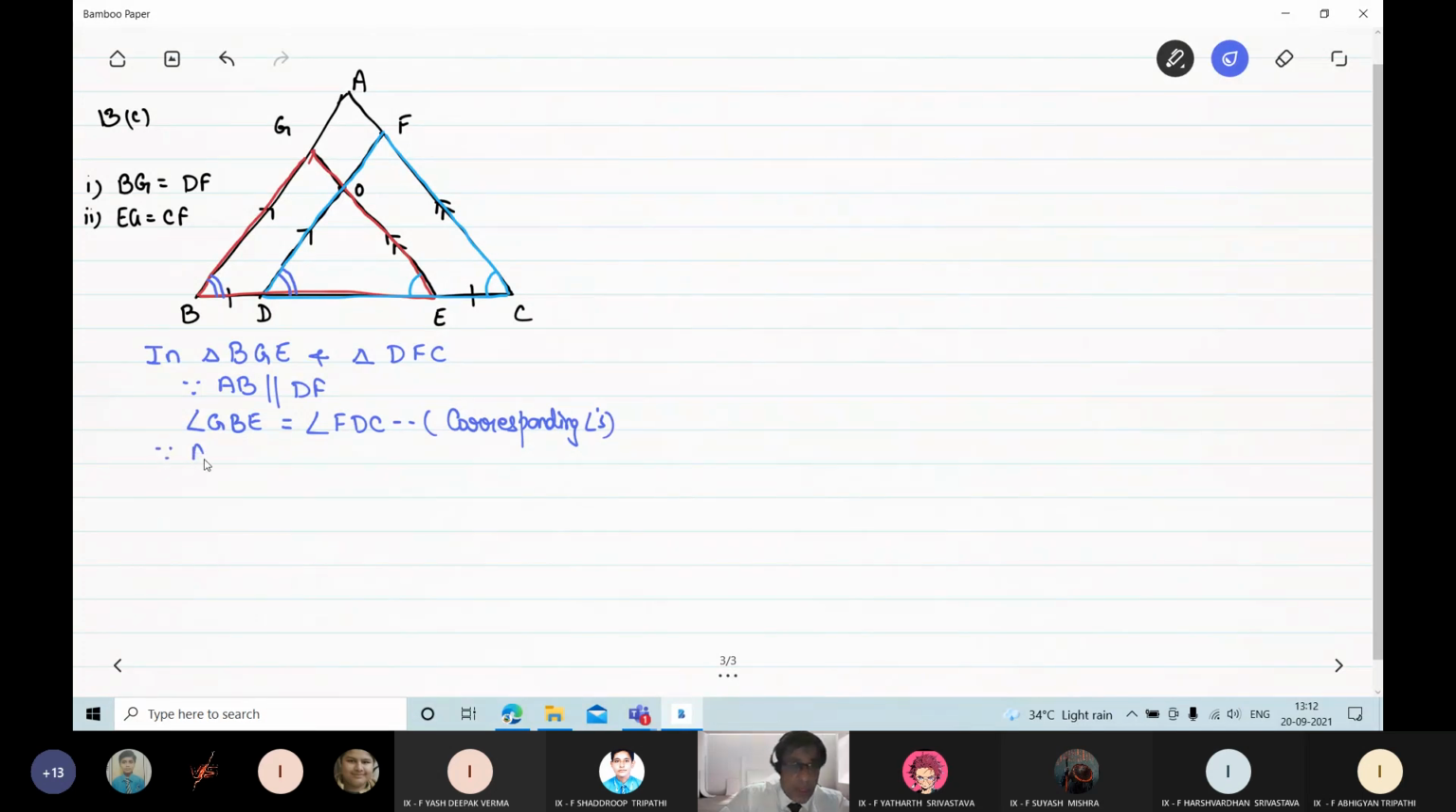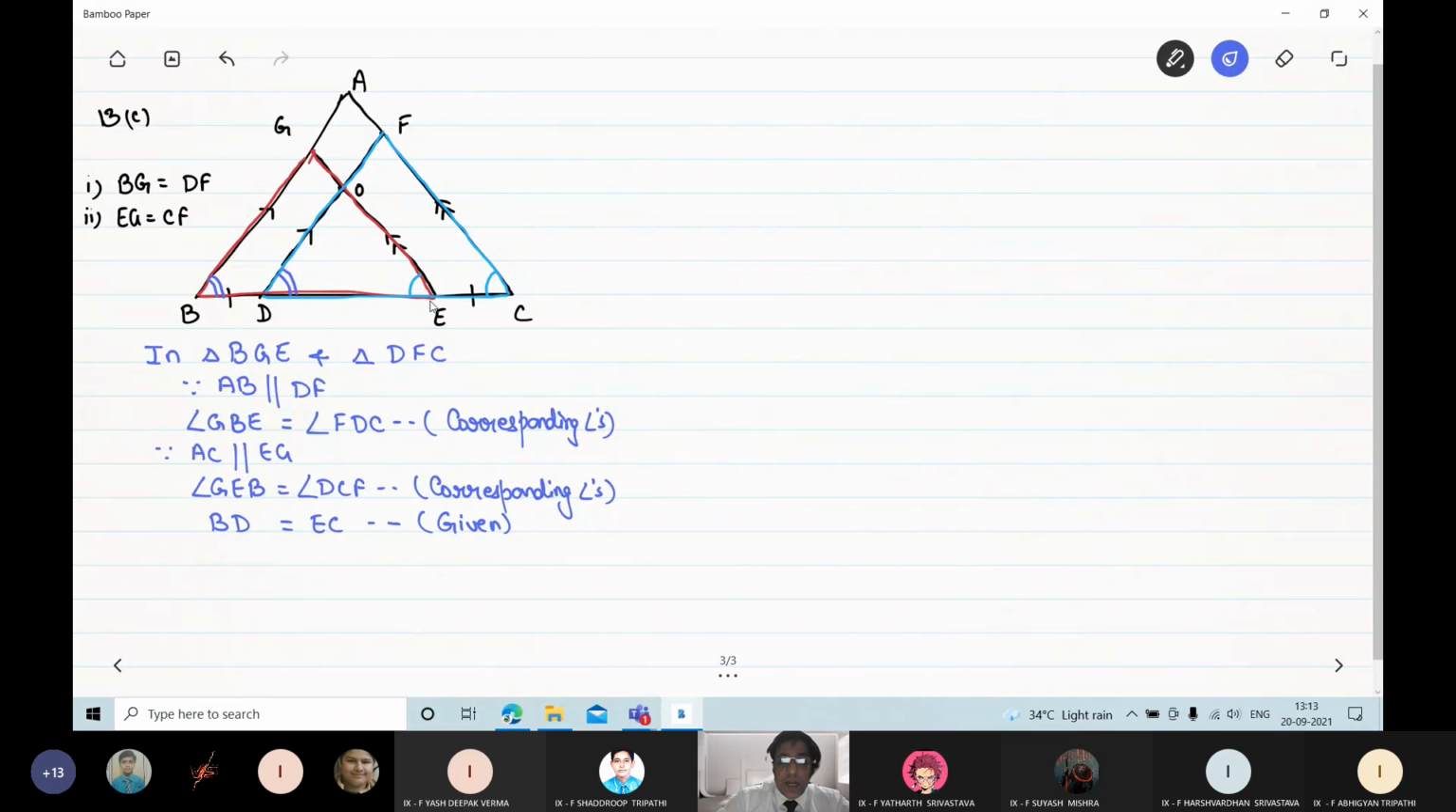Similarly, since AC is parallel to EG, we can say that angle GEB will be equal to angle DCF, again corresponding angles. Now, the third thing that is given is that BD is equal to EC. This is given to us in the question, right?